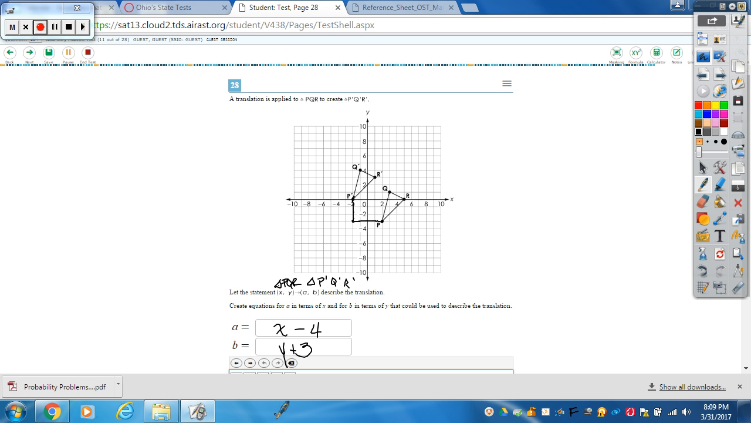And you can continue, like I said, doing it with all of these. 1, 2, 3, 4. 1, 2, 3. Get the same spot. So that's how you would want to answer that last one.